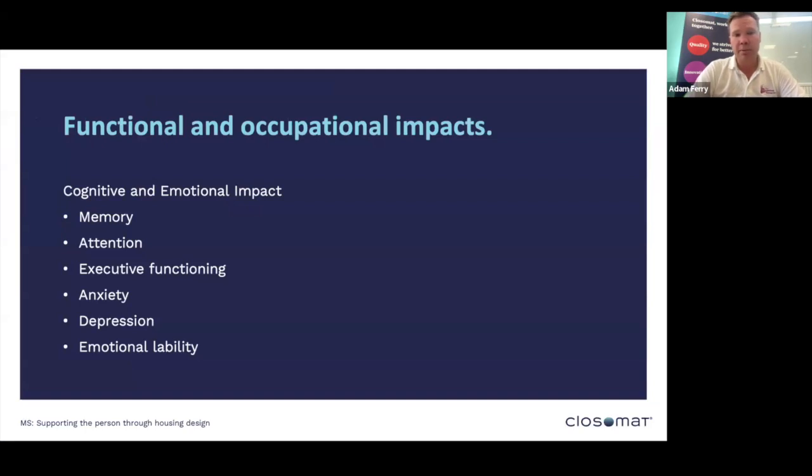There's a cognitive and emotional impact, so there can be some deterioration in memory, attention span, executive functioning, anxiety, depression, emotional ability. And in my experience, and certainly when I talk to Matthew, who you'll see shortly, some of his issues around if he gets anxious or gets low in mood, it's a reflection on when he's feeling like there's something he's not able to do or achieve. So rather than the neurological element causing, say, depression, it's part of what could be described as a grieving process.